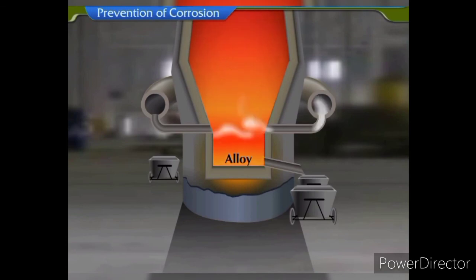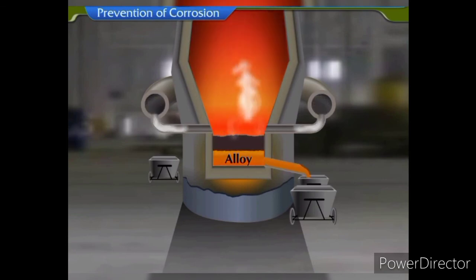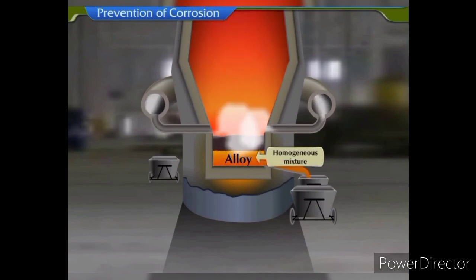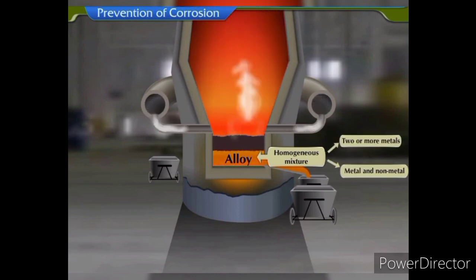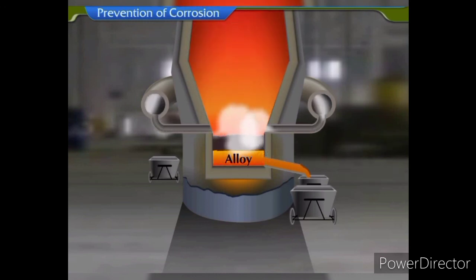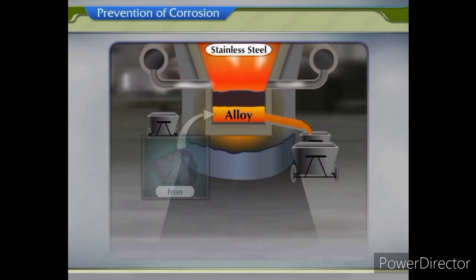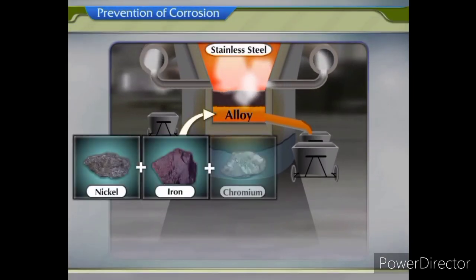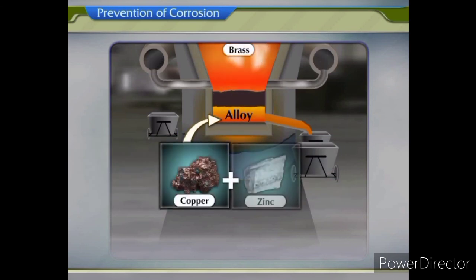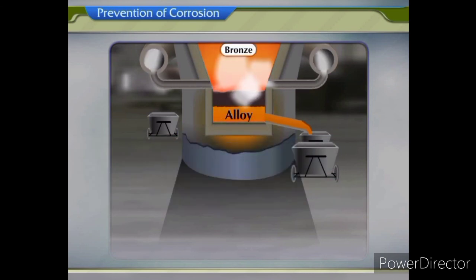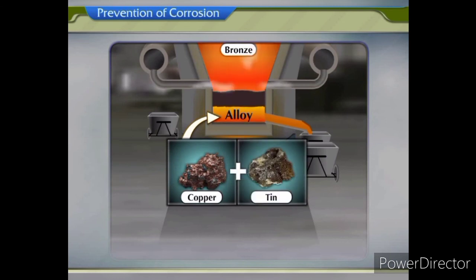Alloying is another method that is used to prevent corrosion. An alloy is a homogeneous mixture of 2 or more metals or a metal and a non-metal. Stainless steel is an alloy of iron with nickel, chromium and carbon. Brass is an alloy of copper and zinc, and bronze is an alloy of copper and tin.